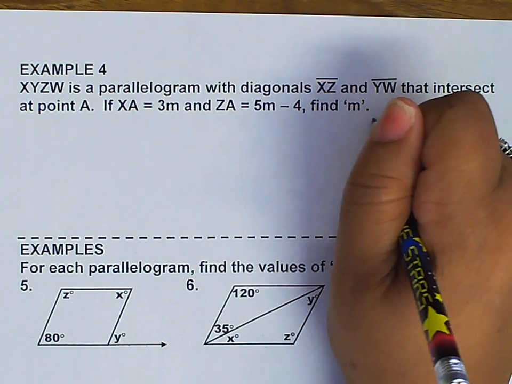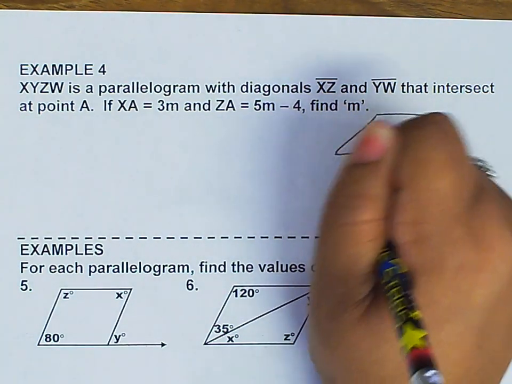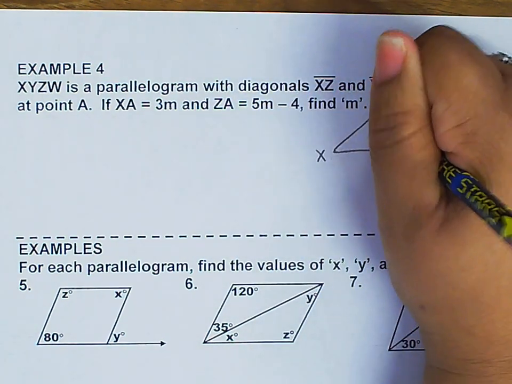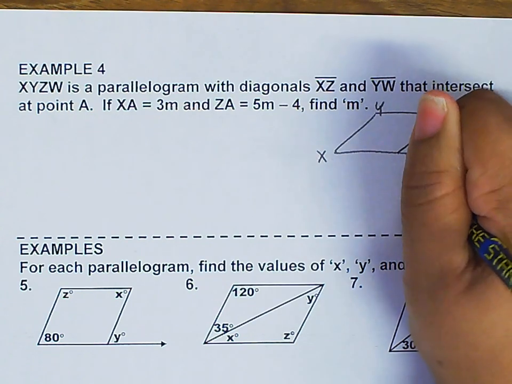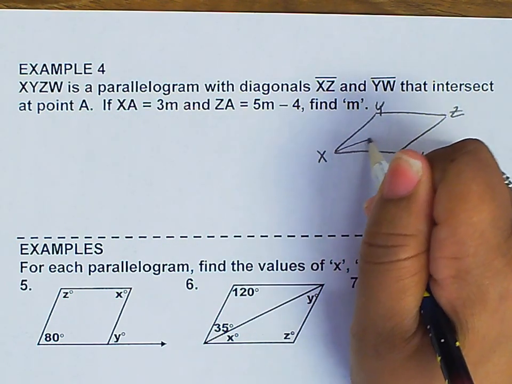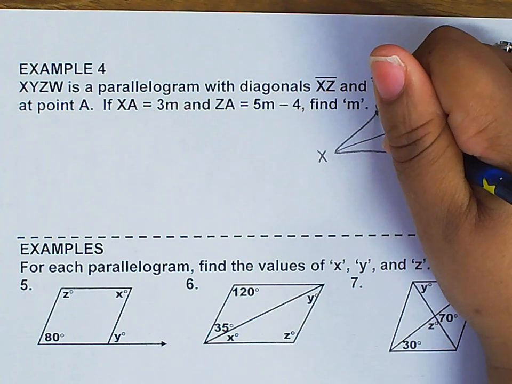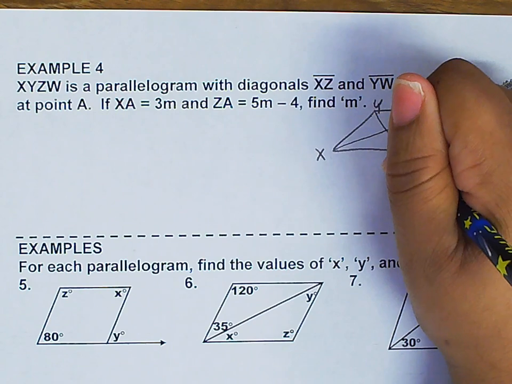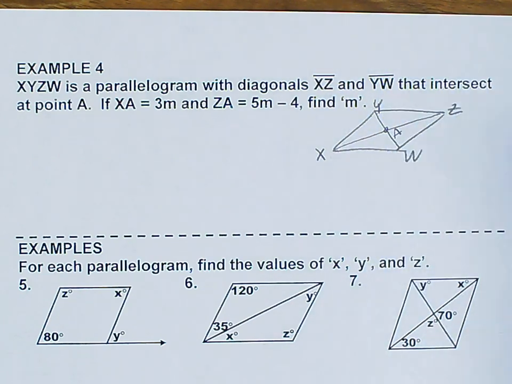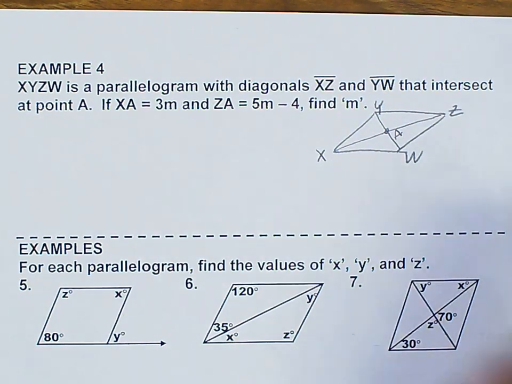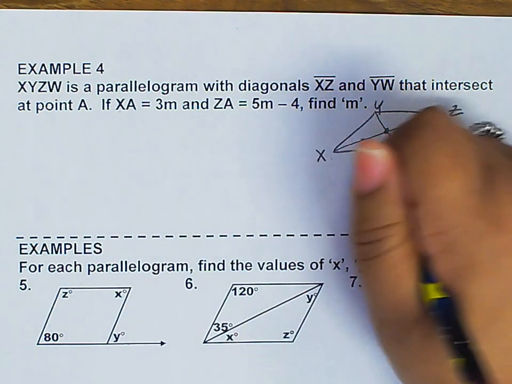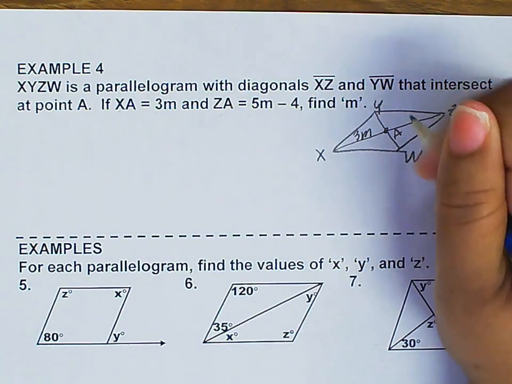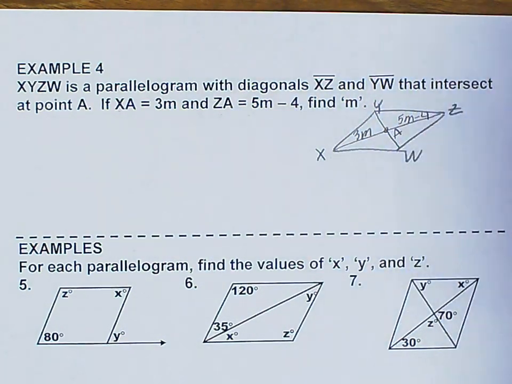So again, everyone draw yourself another parallelogram. All right. Label it. You remember, wherever you start with X, just keep going around. X, Y, Z, W. You know you need the diagonals, so go ahead and draw those in. And we know they intersect at point A. So right here is A. So now we can start plugging in some numbers. It says XA is 3M. And it says ZA, so that's this little part right here, is 5M minus 4.